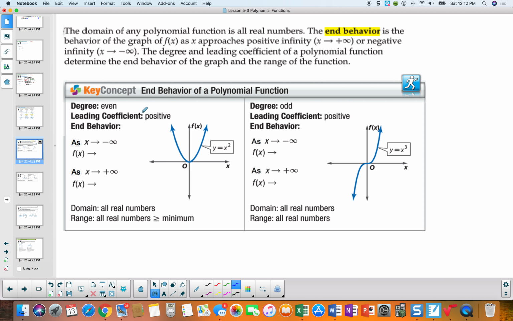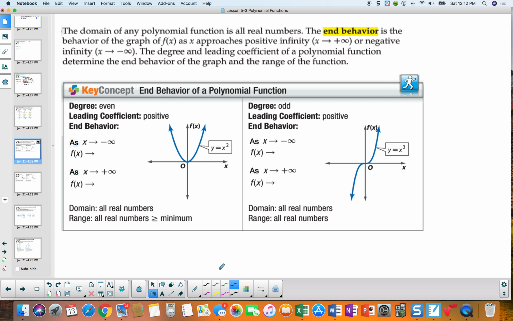All right, this function is an even function. How do I know that? Well, it's to the second power. It's our quartic. So as x goes to negative infinity, so I'm going to put a little arrow, as x goes to negative infinity, I want you to notice that the y's are going up. So we say that the y's are going to positive infinity. Now let's do x approaches positive infinity.